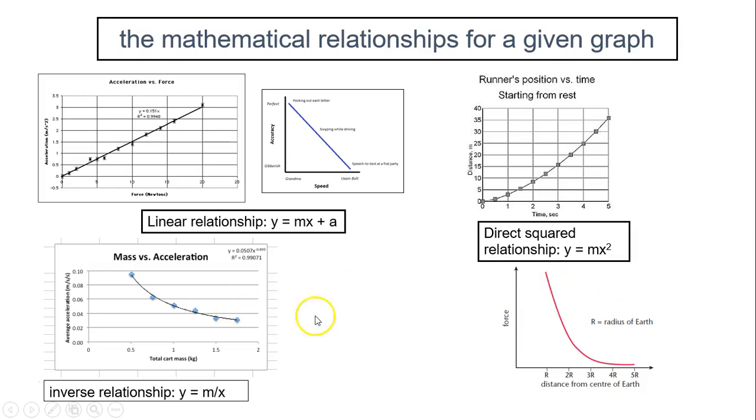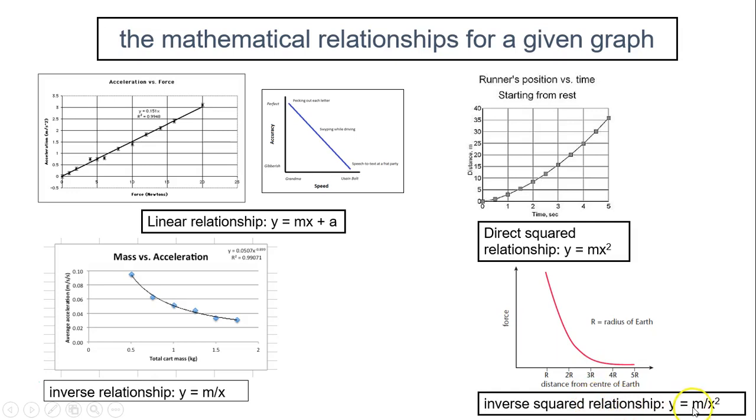These two graphs have similar shapes. This is the inverse squared relationship. The difference between these two is that this one comes closer to 0 much more quickly than this one.